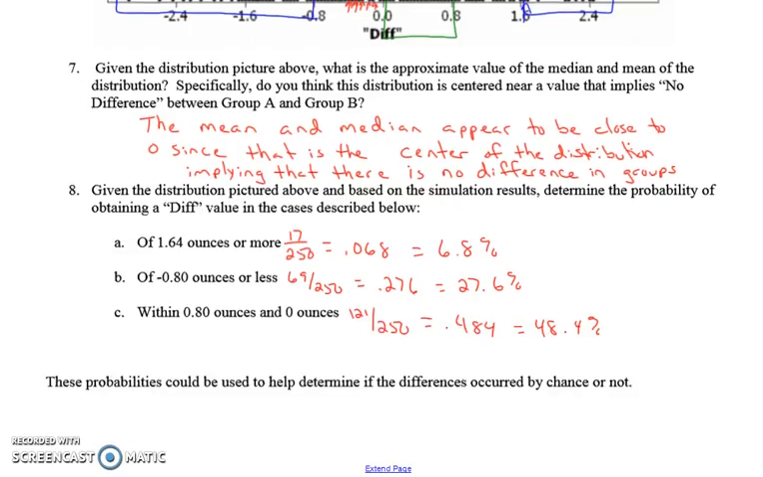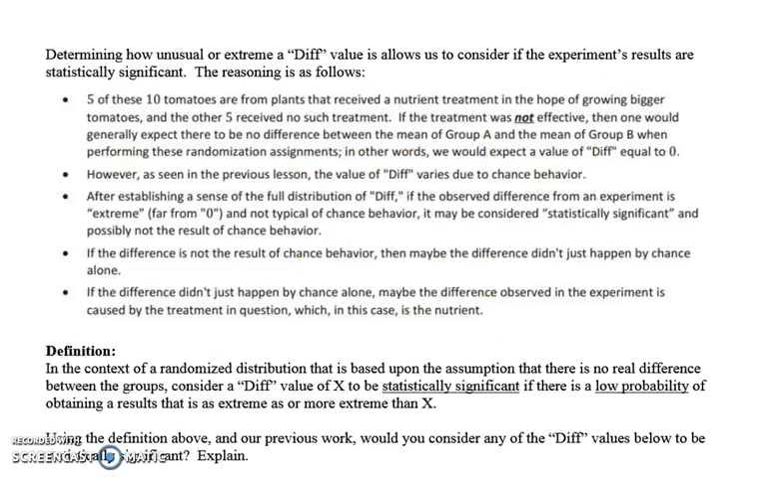Now, the reason I'm having you do these probabilities is because the probabilities help me determine if the differences occurred by chance or not. So in other words, did the treatment have an effect, or was it just chance that the weights were different?